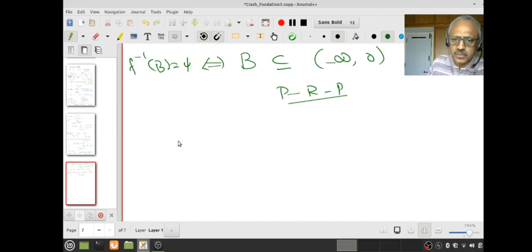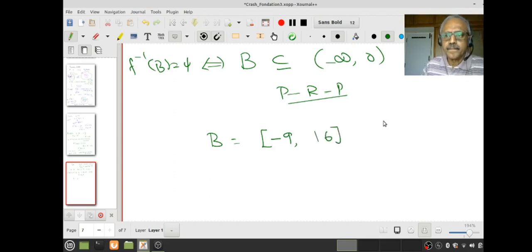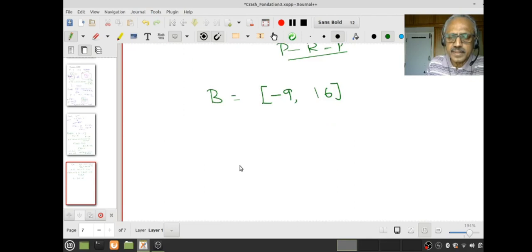Yeah? Let us look at one more example in the same thing. Now suppose my B is, let us say... yeah, this example I wanted to do yesterday. I don't remember whether I did that. Okay, suppose B is from -9 to 16. Right? Now what is f inverse B?